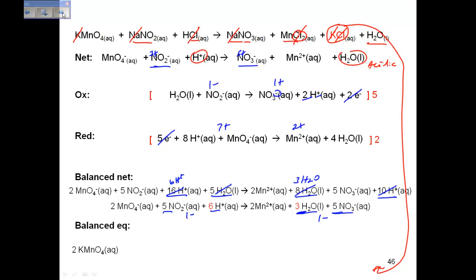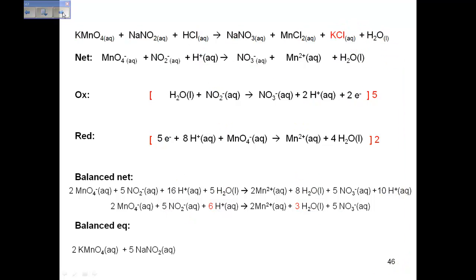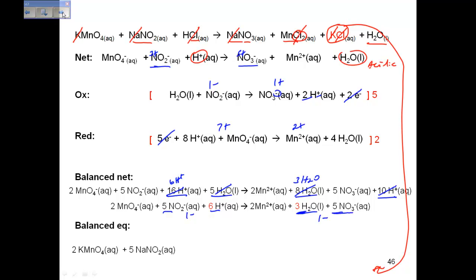Let's look at nitrite. Same thing. Sodium is a plus 1, so it's going to be sodium nitrite. So I would bring down my 5. 8 plus the spectator ion is my chlorine, so I'll bring that down. And once again, I bring down my coefficient. No change there. There's no subscript change in the number of H's, so I bring down my 6.